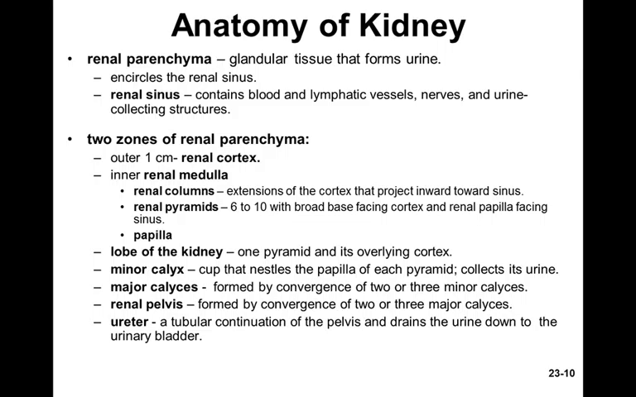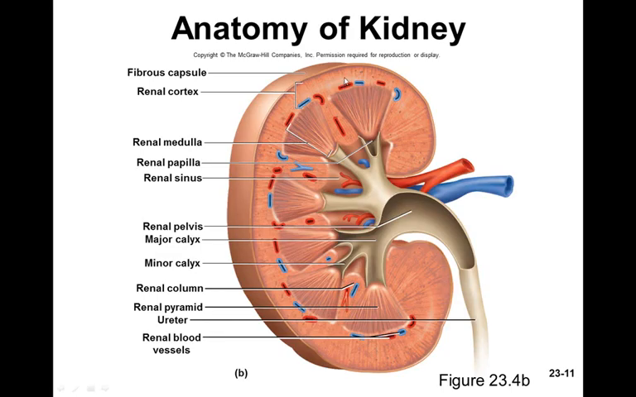The lobe of the kidney is one pyramid and its overlying cortex, and I'll show you that in just a second. You have a minor calyx and major calyxes. Minor calyces are the cups that collect urine, and then the major calyces are when two or three minor calyces converge. When the major calyces converge, they form the renal pelvis. The renal pelvis drains into the ureter, which of course drains the kidney and sends urine down to the bladder. Now, I know that might have been confusing me saying it, so I'm going to show you in this picture because this is a lot easier.